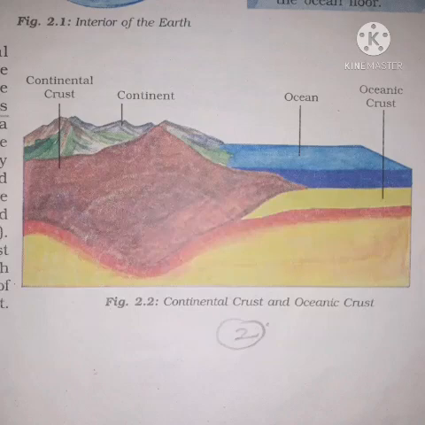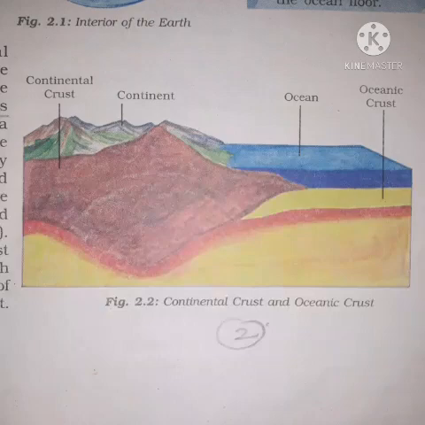Now children, we all know the central core has very high temperature and pressure. So this is all about the layers of the earth, the three main layers out of which the earth is made up of. Now we come to the second topic of this chapter, that is rocks and minerals.